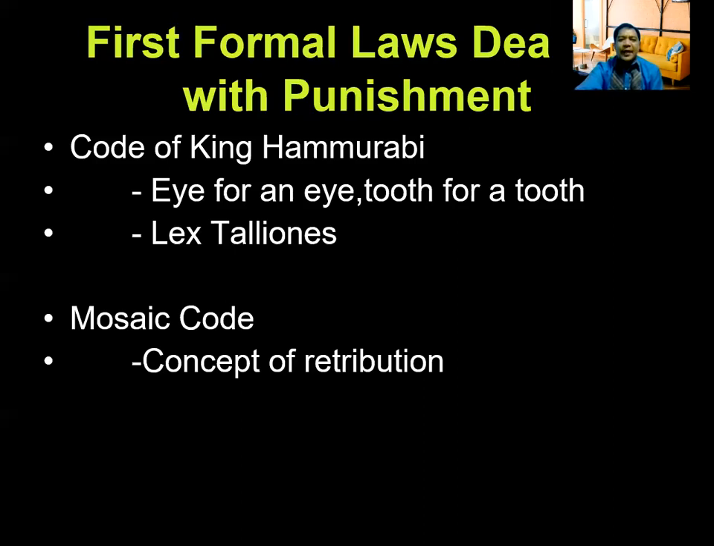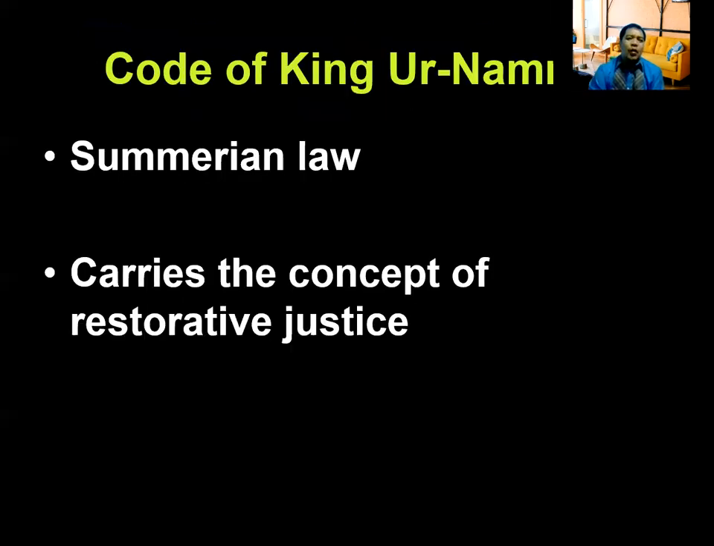Okay? Now, another formal law that deals with punishment is the Code of Ur-Nammu. The Code of Ur-Nammu is the representation of the Sumerian law. And as far as the Code of Ur-Nammu is concerned, it is, let's say, a little bit lenient as far as criminals are concerned, because it never allowed the use of the death penalty as a means of dealing with criminal offenders.